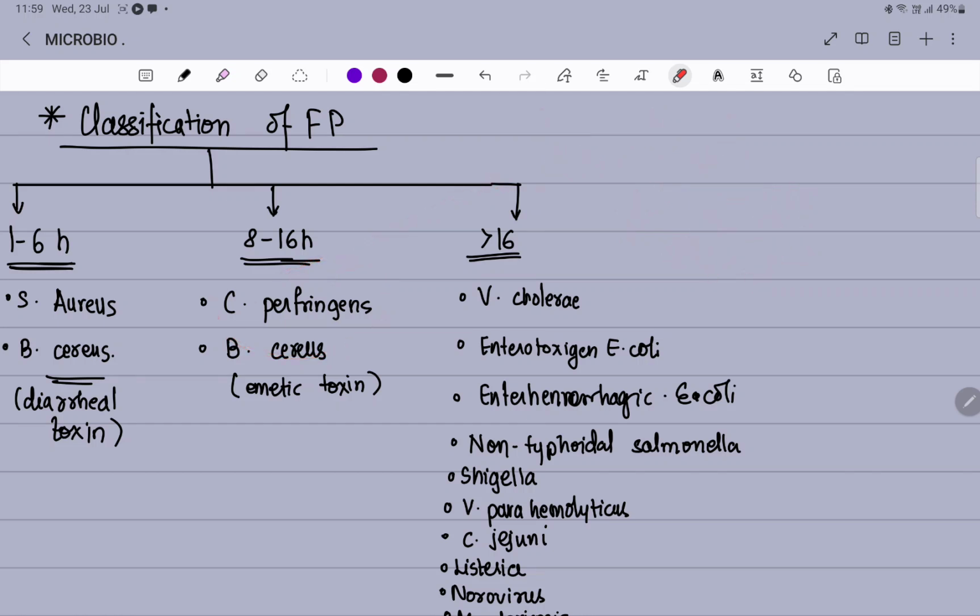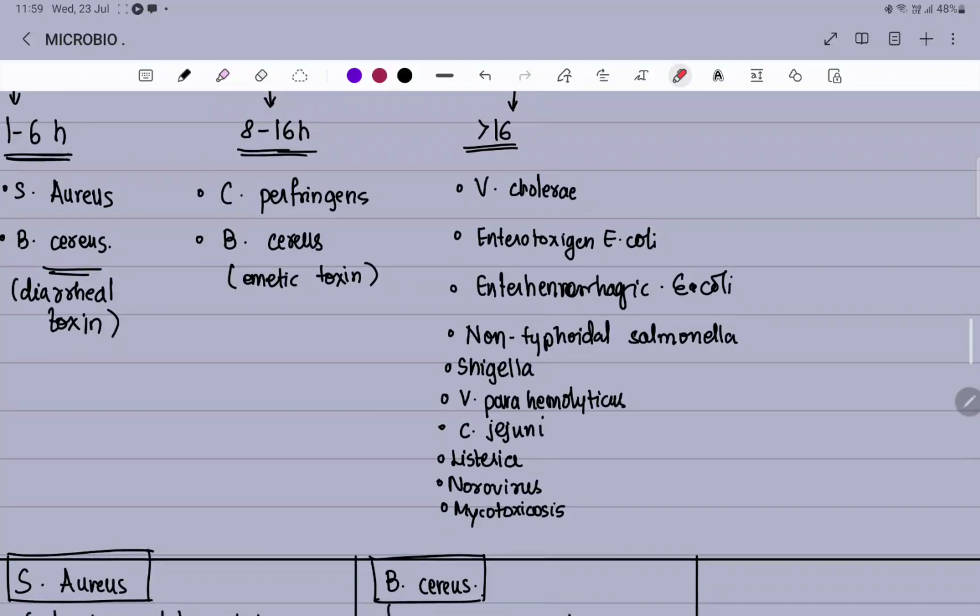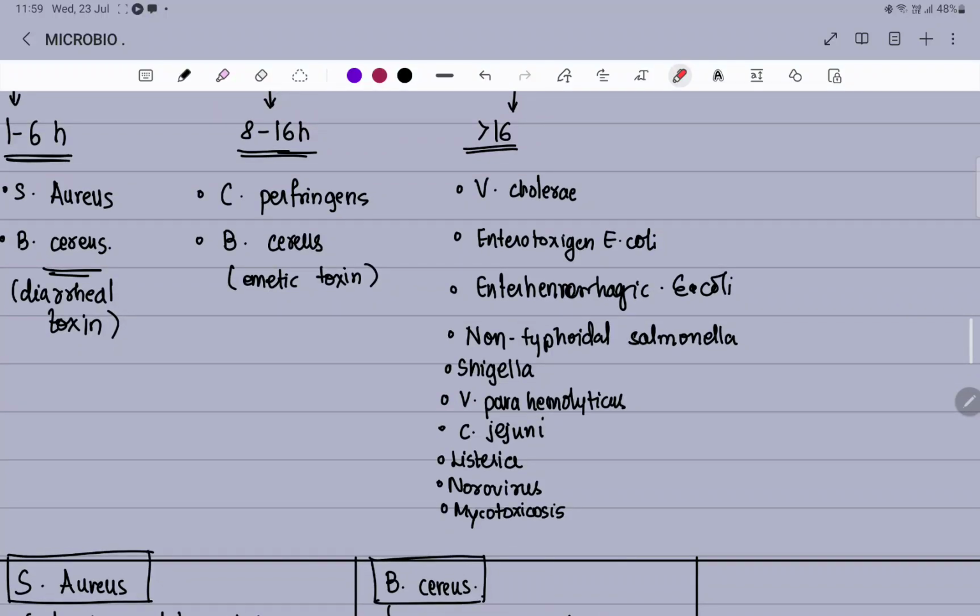And the illness usually begins suddenly. It is self-limiting and lasts for almost 24 hours. So that is it. The other organisms that are causing more, their action takes more than 16 hours. Again the same, they will produce their action after entering the body.